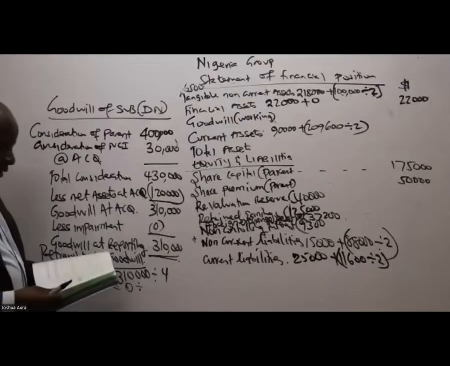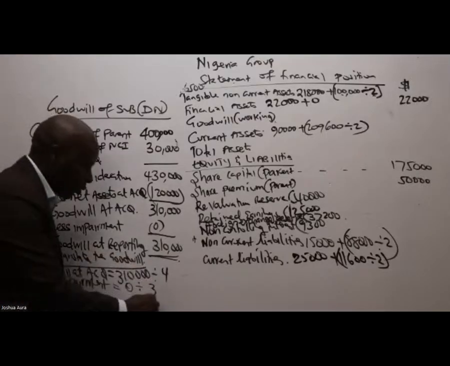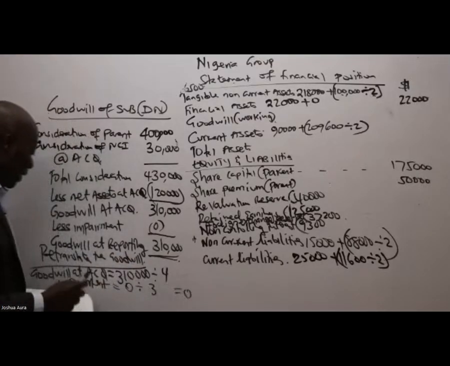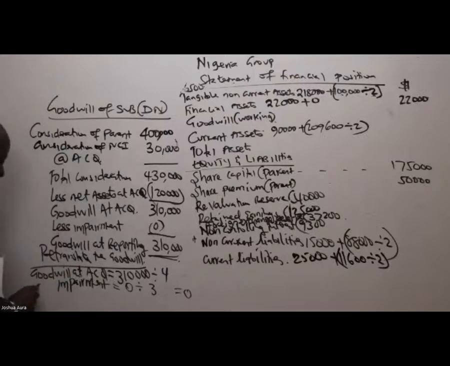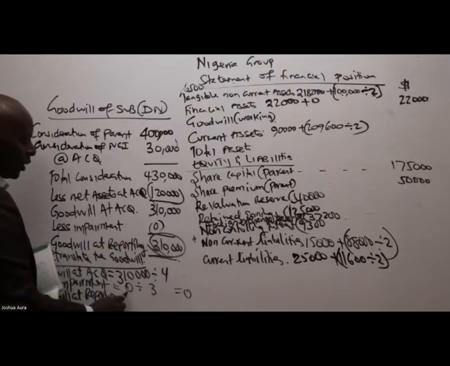Inakuja 3, for your revision. Of course, this will be 0. And then lastly, we have goodwill at reporting. Goodwill at reporting is still 310,000.